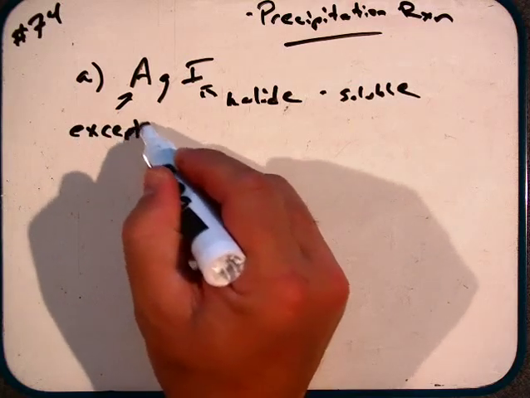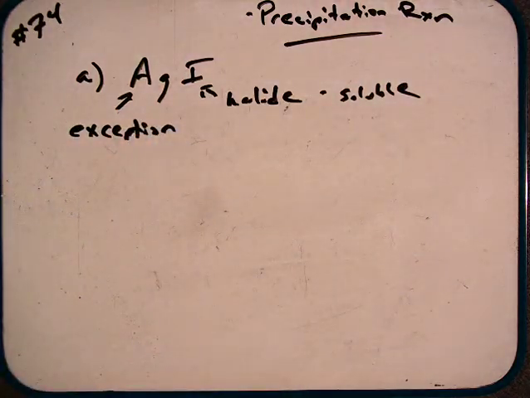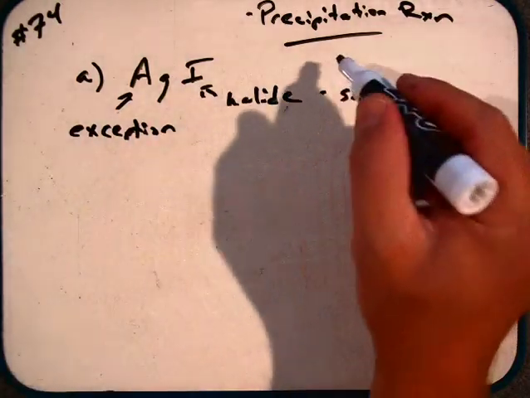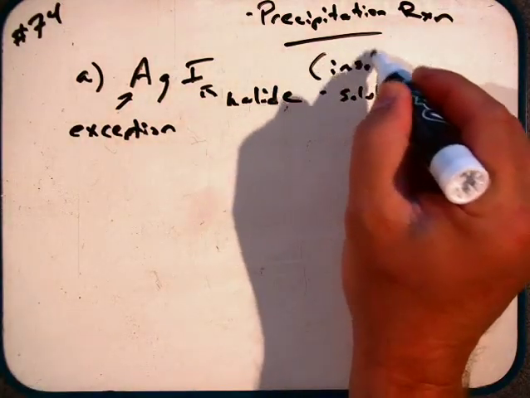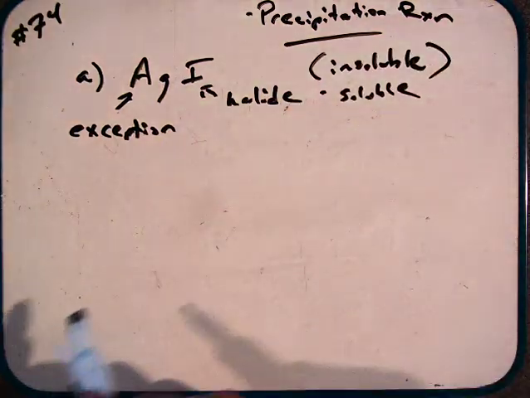Silver is an exception to solubility with halides. Other transition metals are too, lead and mercury as well. So I think trying to remember that some of these transition metals are exceptions to the rule is a good idea, especially with halides. Part B, so this would be insoluble as a result.